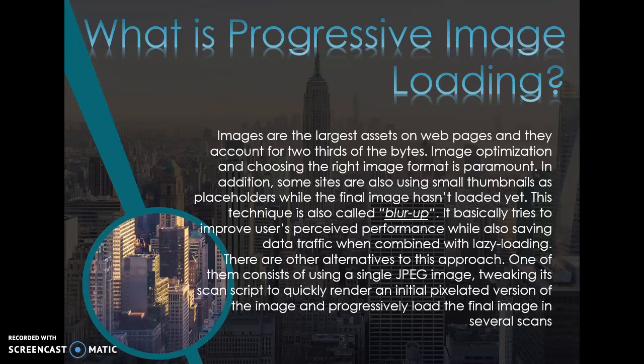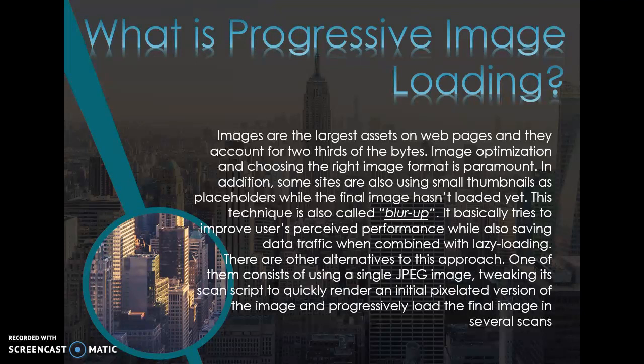Images are the largest assets on web pages and they account for two thirds of the bytes. Image optimization and choosing the right image format is paramount. In addition, some sites are also using small thumbnails as placeholders while the final image hasn't loaded yet. This technique is also called blur up. It basically tries to improve users' perceived performance while also saving data traffic when combined with lazy loading.